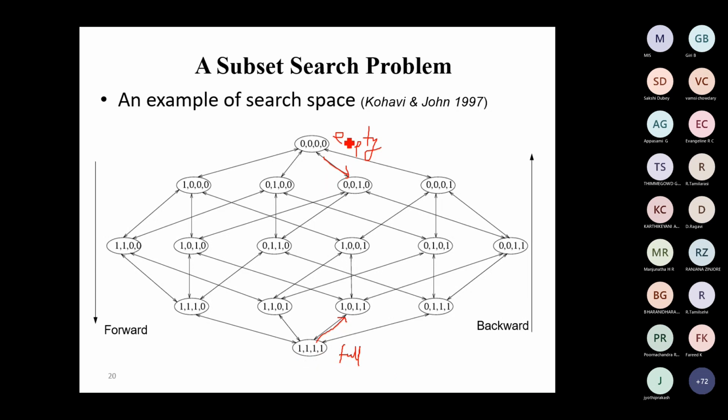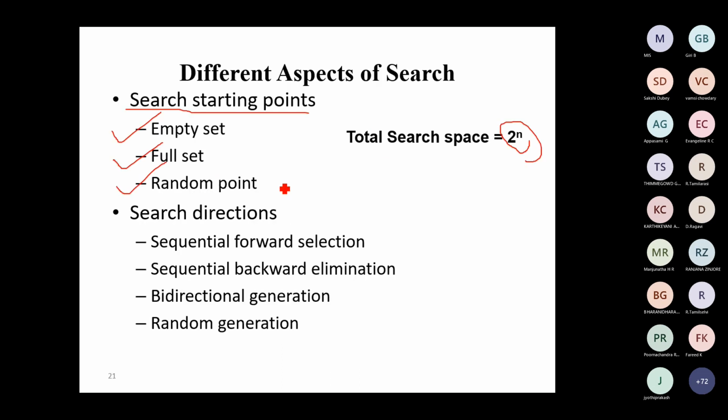So we can take either the empty set and add one by one, or take the full set and remove one by one. Features which are not important can be removed one by one, going from the full set till empty. Or we can start with any random point, let us say here, and add or remove from this point. That is how a random starting point is considered. And here we have various search directions.